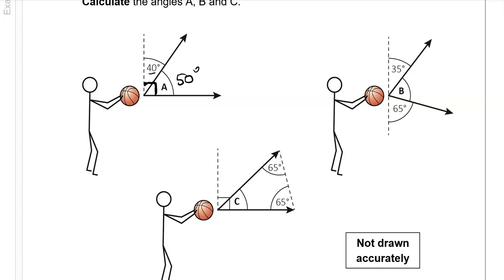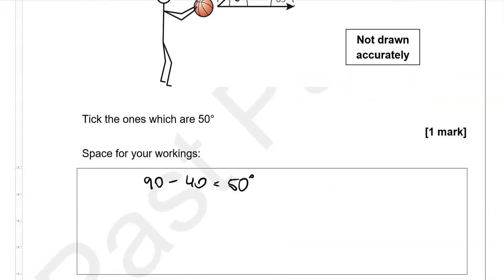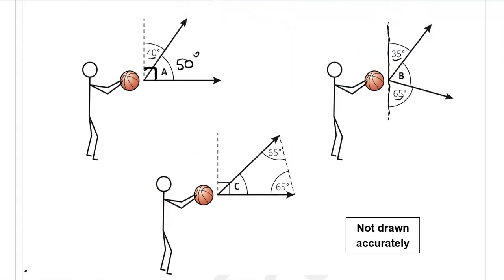Looking at B, we've got the 3 angles on a straight line, which means 180 degrees in total. So if I take away the 35 and 65, that's going to leave me with B. 35 and 65, they add up to 100. So 180, take away 100, leaves me with 80 degrees. So B is equal to 80 degrees.